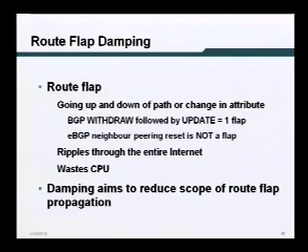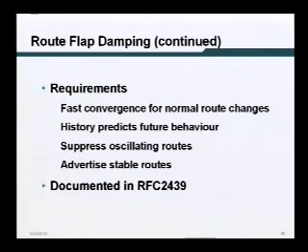So if a prefix flapped a lot, it would be suppressed and basically told to go away until it sorted itself out and stopped flapping, whereas any prefixes that were stable were allowed through. Okay? So the requirements were basically fast convergence for normal route changes, use history to predict the future, suppress oscillating routes, and advertise stable routes, as I just said. If you want to read about it, there's a very good write-up in RFC 2439.